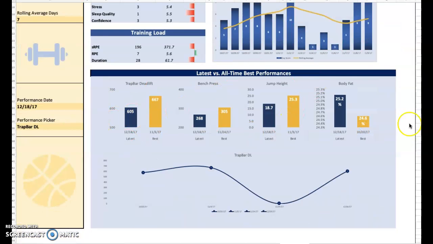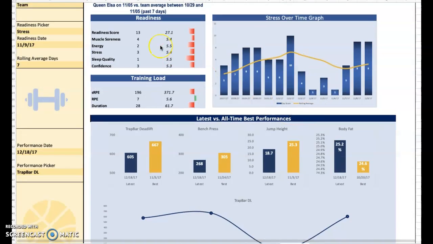Below here we have a performance visualization in which we have bar graphs for each performance metric: trap bar deadlift, bench press, jump height, and percent body fat, where we can compare the athlete's latest scores represented here in the blue bars to their all-time best, represented here in the yellow.